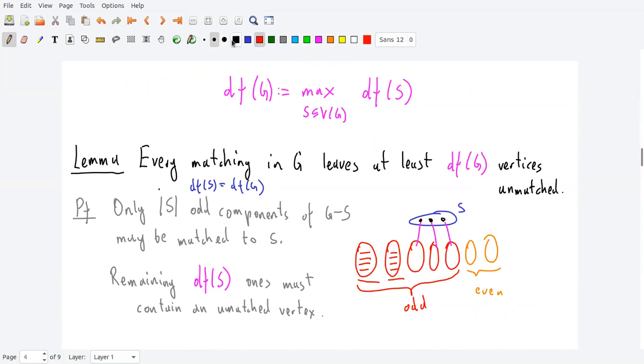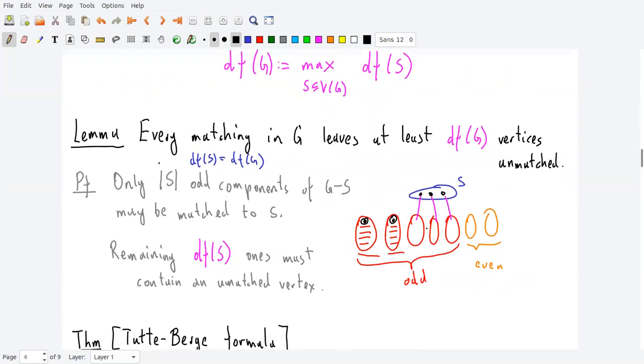Yeah, but because these components are of odd size, there must be, just for parity reasons, at least one vertex unmatched in each of those components that are not matched to S. So all these components must contain an unmatched vertex, and there are at least the deficit of them, where the deficit is the difference between the number of those odd components and the size of S.